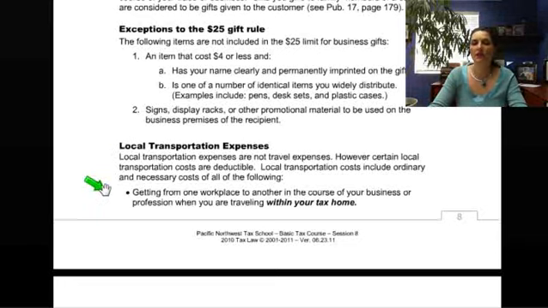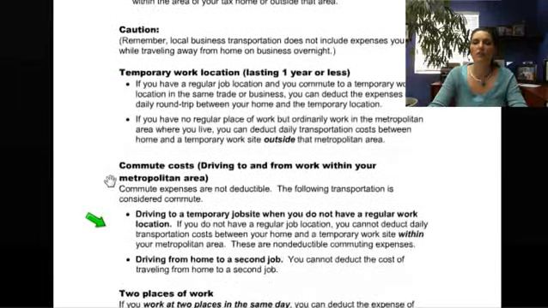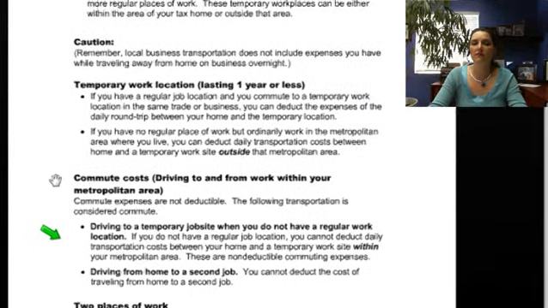Getting from one workplace to another in the course of your business or profession when you are traveling within your tax home, visiting clients or customers, going to a business meeting away from your regular workplace, getting from your home to a temporary workplace when you have one or more regular places of work. These temporary workplaces can be either within the area of your tax home or outside of it. But as a caution, remember that local business transportation does not include expenses you have while traveling away from home on business overnight.